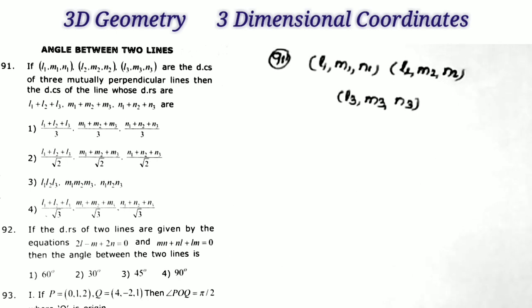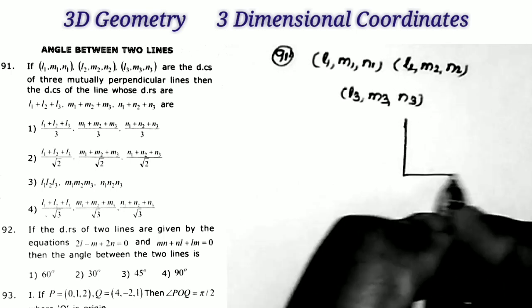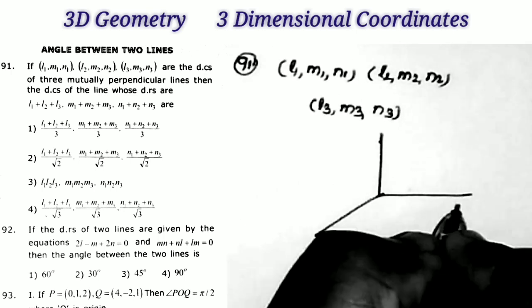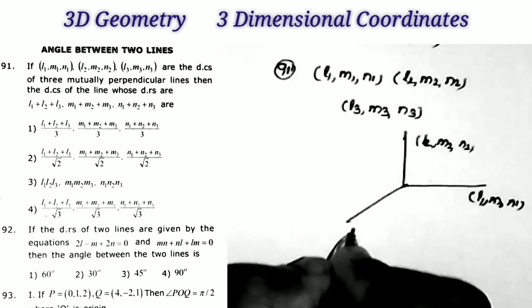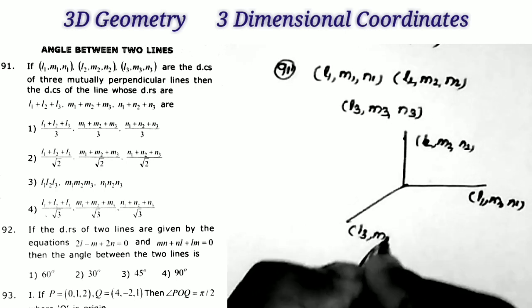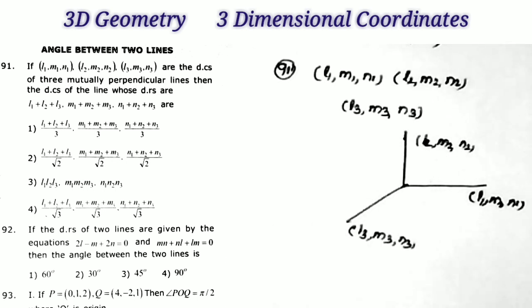Next question, sum number 91. If l1, m1, n1, l2, m2, n2, l3, m3, n3 are the DCs of three mutually perpendicular lines, that is, here three lines are given. Suppose these are the three lines which are mutually perpendicular to each other. Given that l1, m1, n1 are the DCs of the first line, l2, m2, n2 are the DCs of the second line, l3, m3, n3 are the DCs of the third line.